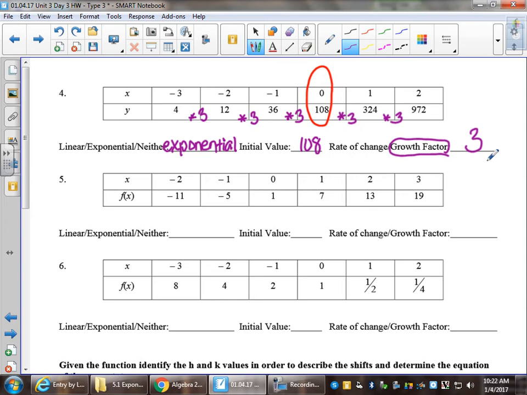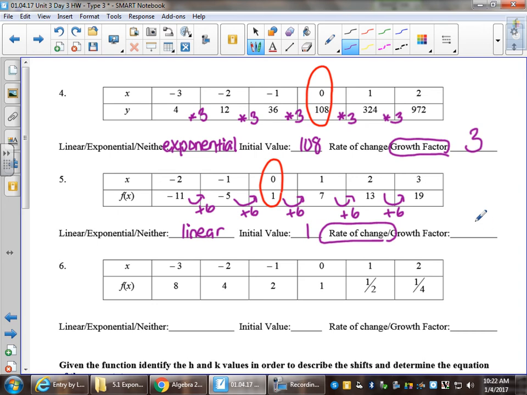Number 5, my x values are increasing by 1. To get from -11 to -5, that's +6. -5 to 1 is +6. 1 to 7, adding 6. This is linear because it's moving by addition. Initial value, look for when x is 0. That tells me my initial value for this one is 1. It's linear, so I have a rate of change, and the rate of change is +6.